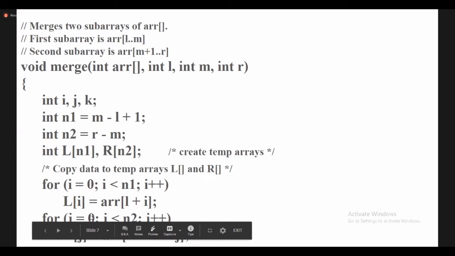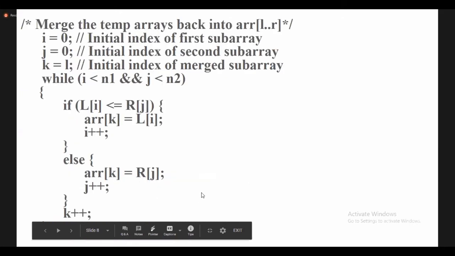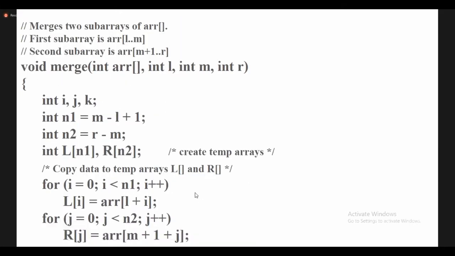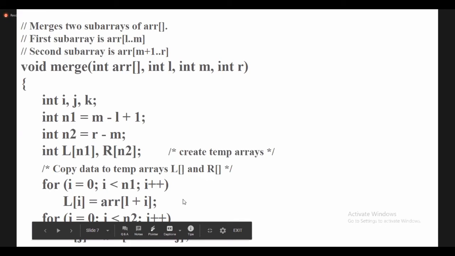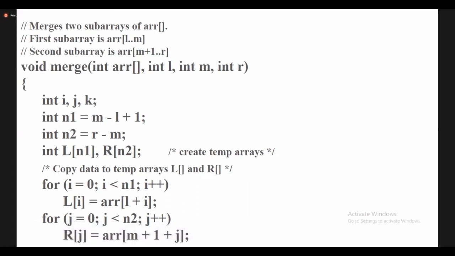Next, for J is equal to 0, J less than n2, J plus plus, R of J is equal to array of M plus L plus J, which means all elements are moved to the right side part. Okay. L of I and R of J are the temporary arrays.